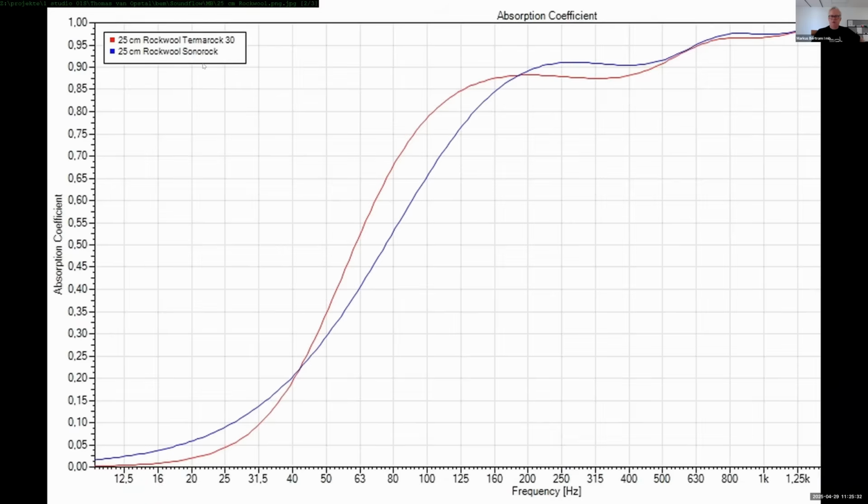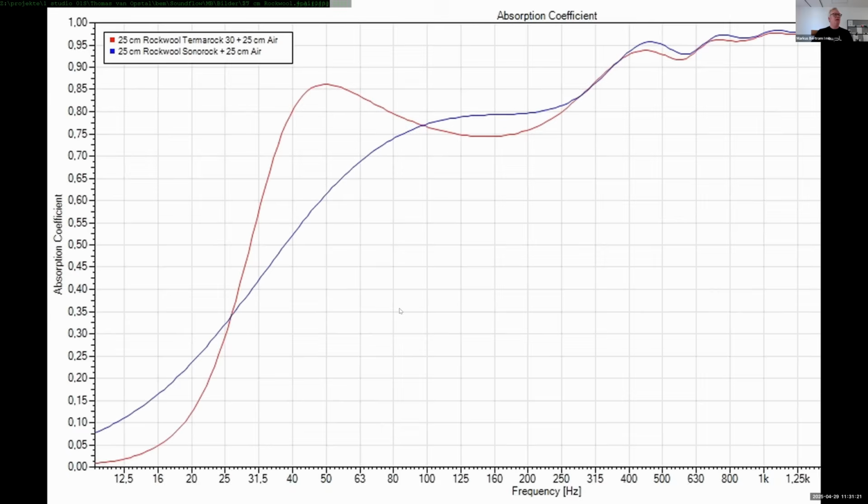The thing is, rock wool is not rock wool, so I used Sonorock and Tamarock 30, just two different models. I think Tamarock has a bit higher density, but we see that the absorption is very high here, let's say above 150 or 160 hertz, and then it's going down, but still at, let's say, 80 hertz, we do still have reasonable absorption. Sonorock around 50% and a bit more, almost 70% Tamarock.